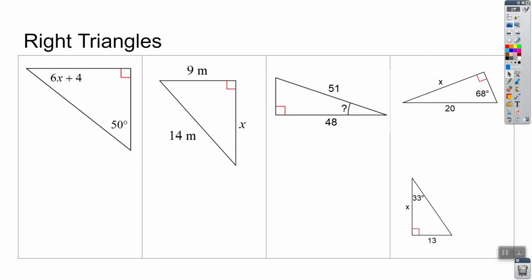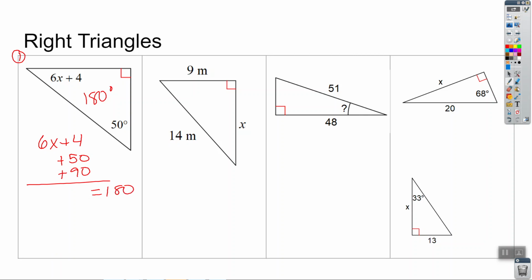Now, right triangles. So here's the deal. These 5 right triangles deal with everything I need to know about right triangles. In the very first column, over here, I'm looking at this triangle, and what I notice is all I have is angles. Since day 1 in geometry, pretty much, we've told you that the inside of a triangle adds up to 180 degrees. Now I'm going to add this up like I would add up any polygon, and I'm going to say 6x plus 4 plus 50 plus 90 all together are going to equal 180.